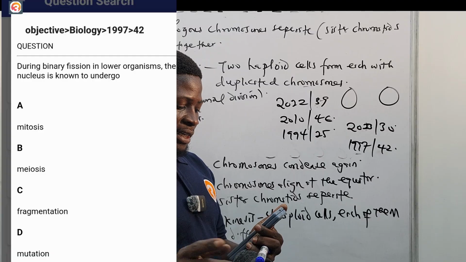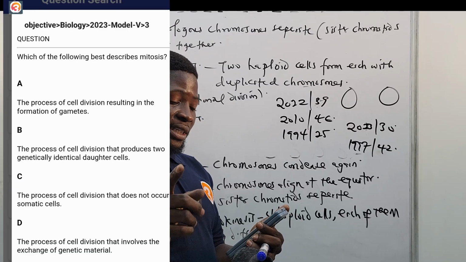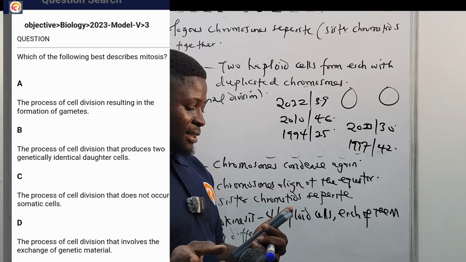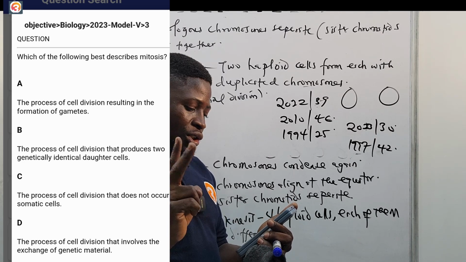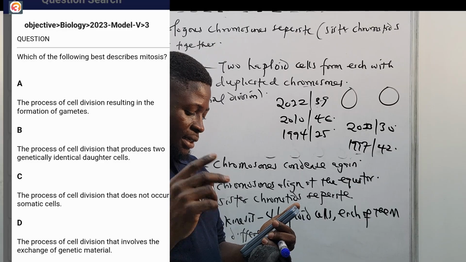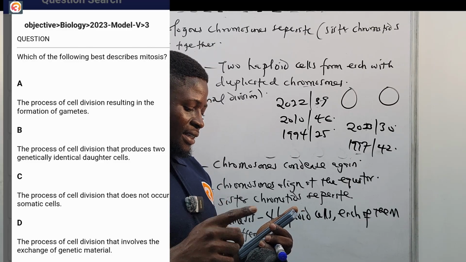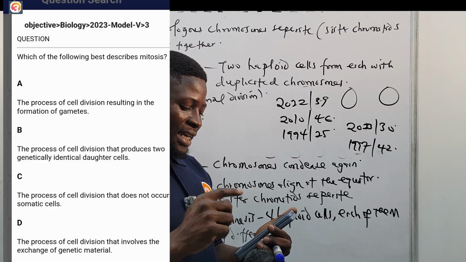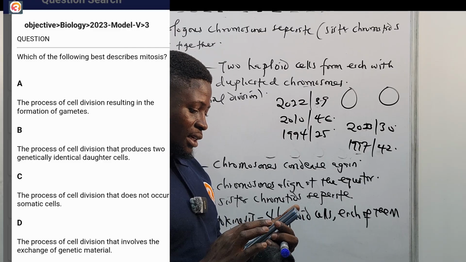2023 number 3 says, which of the following best describes mitosis? A says the process of cell division resulting in the formation of gametes. B says the process of cell division that produces two genetically identical daughter cells. C says the process of cell division that does not occur in somatic cells. D says the process of cell division that involves the exchange of genetic material. Which is the correct answer? Put it in the comment section.